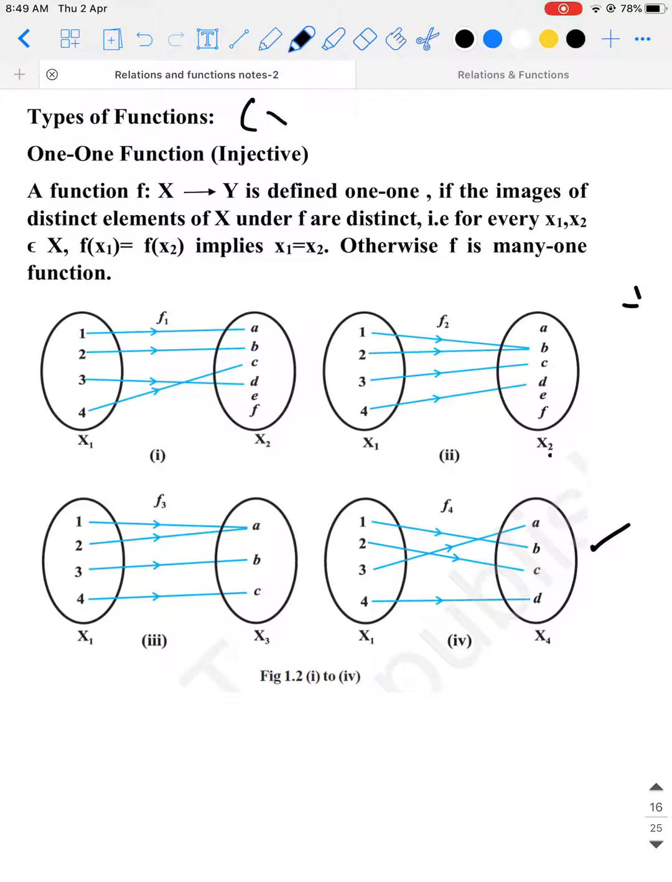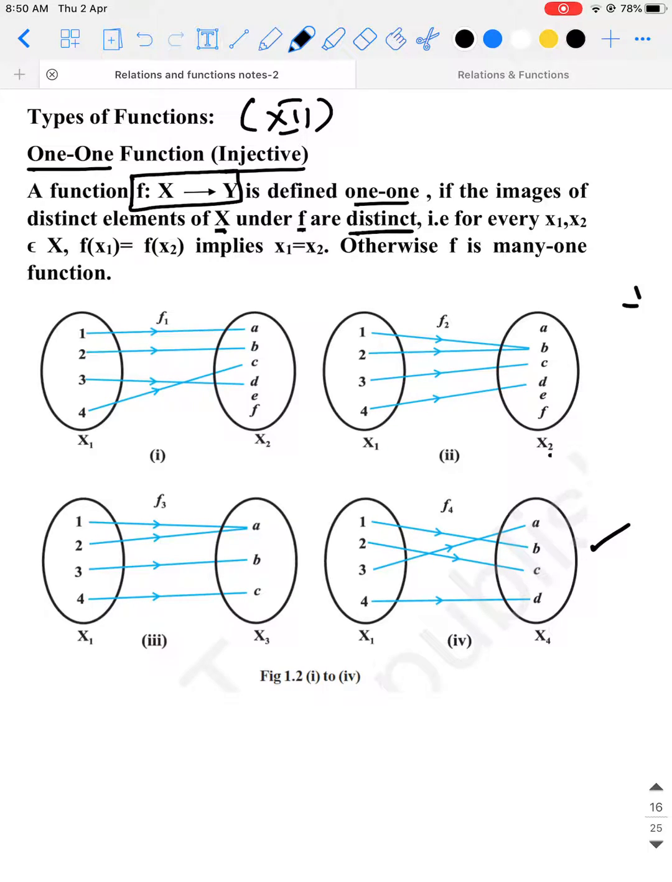So in 12th grade, we are going to discuss the different types of functions depending on the conditions they satisfy. The first type of condition that we are going to see here is a one-to-one function, and it is technically termed an injective function. So let's see how it is defined. A function f from x to y is defined as one-to-one if the images of distinct elements of x under the relation f are distinct.